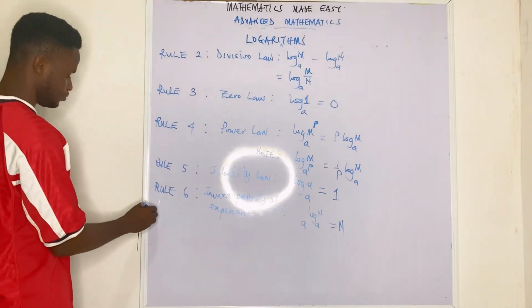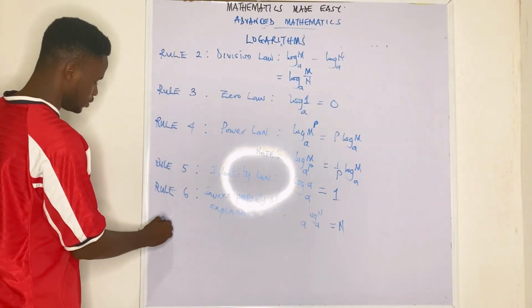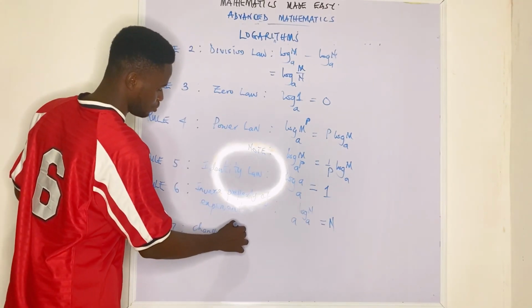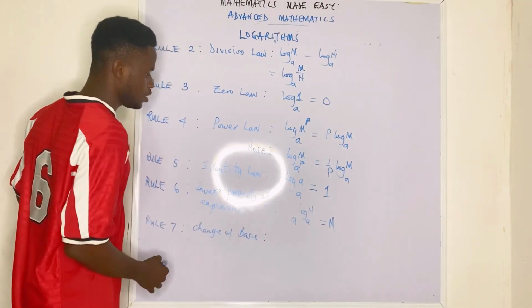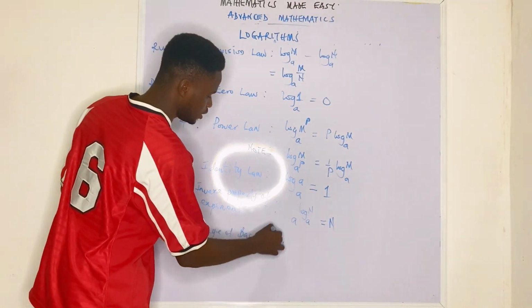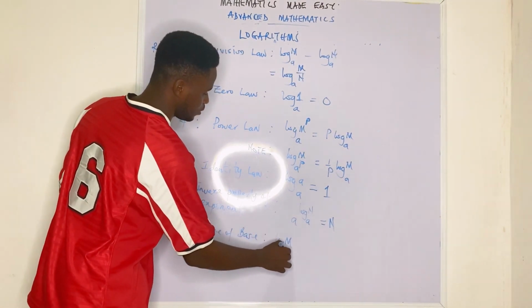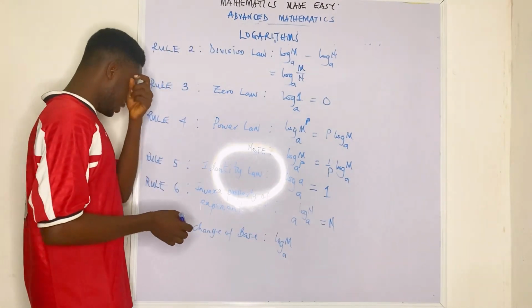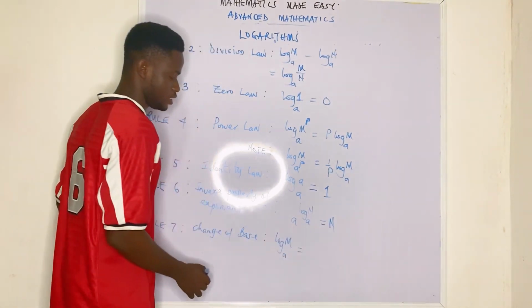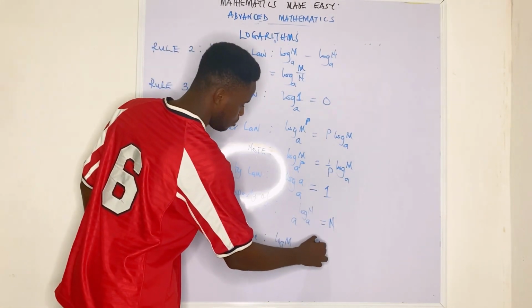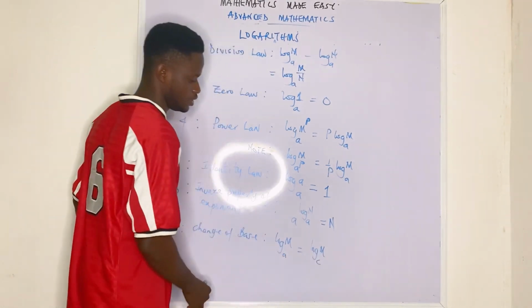And the last law we are going to consider here is change of base. Now, how do you change the base of a logarithm? For instance, if I give you log m base a, and you want to change the base of this logarithm to another base, the rule says you introduce another base, let's say c, so this ought to be log m base c.